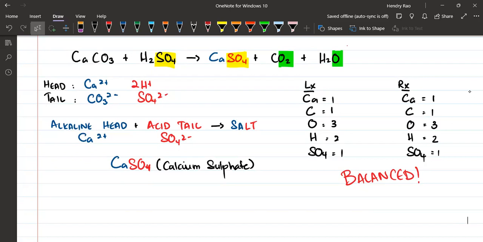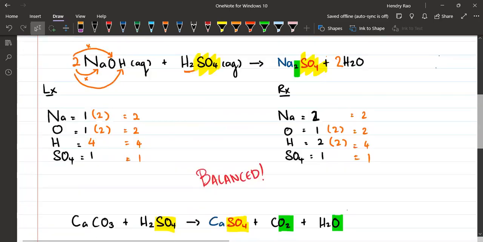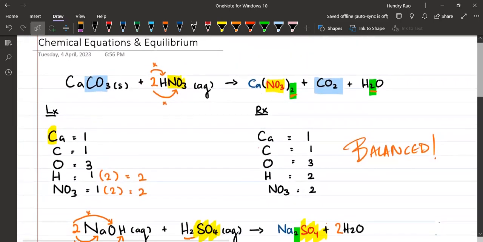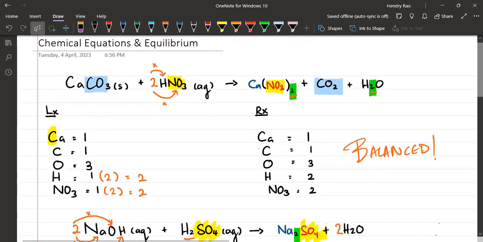Now, once I get my calcium sulfate, I've already listed it down in my equation, and now I want to balance it out. When I balance it out, I want to look at the number of elements on the left-hand side and my right-hand side should be the same. If it's not the same, then you have some balancing out. You will have coefficients there, like the first example I showed you between calcium carbonate and nitric acid. Nitric acid will have a little bit of balancing out to do because the number of elements on the left-hand side and right-hand side are not balanced.